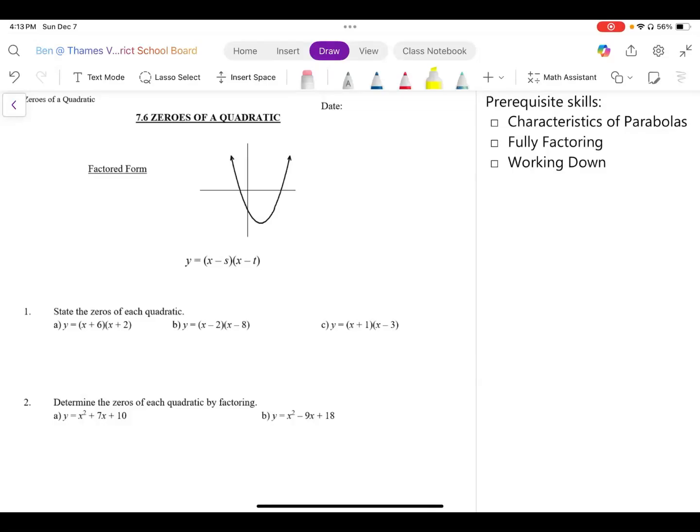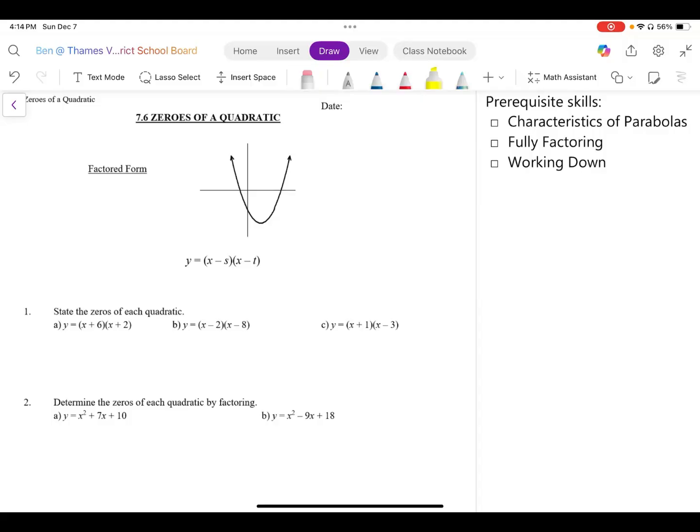Alrighty, today we're looking at the zeros of a quadratic, that is, recognizing them from factored form and using them to find the location of a vertex. This video is suitable for grade 10 students looking to explore quadratics and for grade 11 students looking to review from factored form. The prerequisite skills that you need.